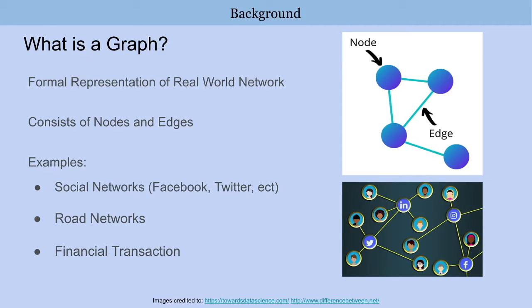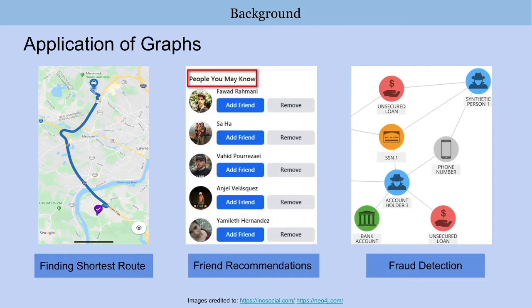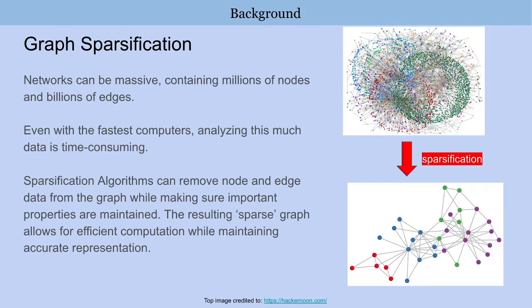So what is a graph? In computer science, a graph is a formal representation of a real-world network, so the terms graph and network can be used interchangeably. Some examples of real-world graphs are social networks, where the nodes represent people and the edges represent the friendships. Some other examples would be road networks and financial transaction networks. Some applications of graphs are Google Maps, finding the shortest route, friend recommendations on Facebook, and fraud detection for banks.